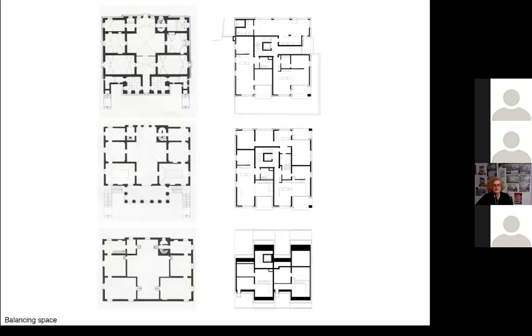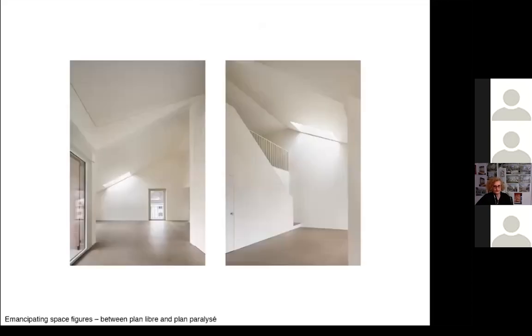The relations get also slightly modified from floor to floor. In the duplex apartments of the top two floors, the degree of openness increases. Space appears more flowing. The space figures emancipate and get less explicit. Next, please.